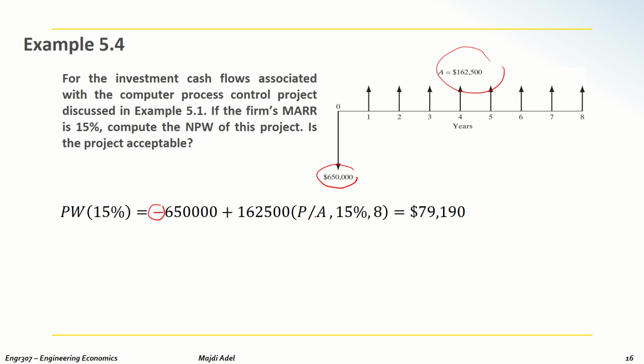162,500 multiplied by calculate P given A at 15% and 8 years. The answer is $79,190. So since it is positive, the project is accepted. Since present worth is greater than 0, then the project is acceptable.